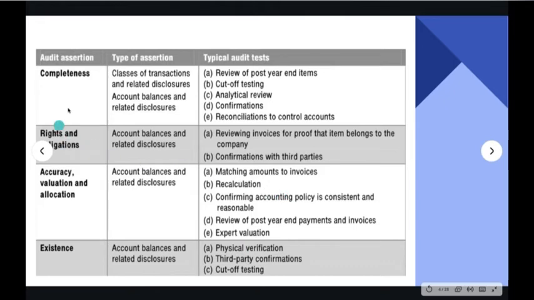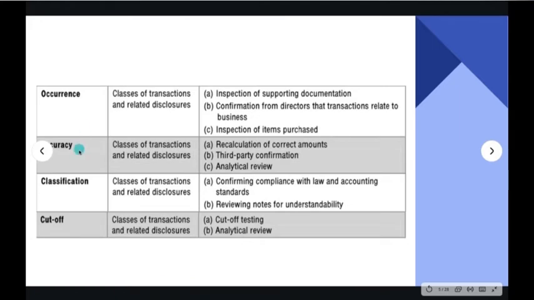in this table. So, for example, here is the audit assertion completeness. The type of the assertion is classes of transactions and related disclosures, account balances and related disclosures, and the typical audit test is review of post-year-end items, cut-off testing, analytical review, confirmation, and reconciliations to control accounts. So here we can see that there is also rights and obligations, accuracy, valuation and allocation, existence. In the next page, occurrence, accuracy, classification and cut-off.